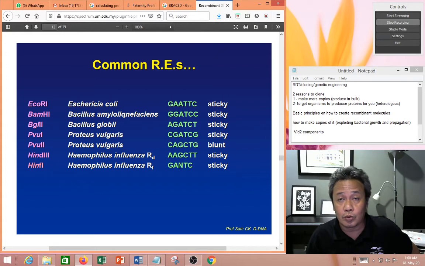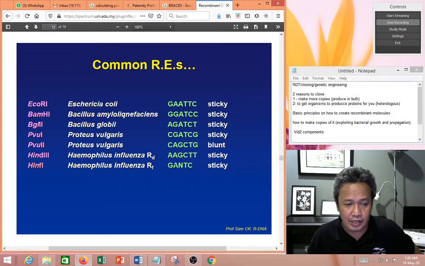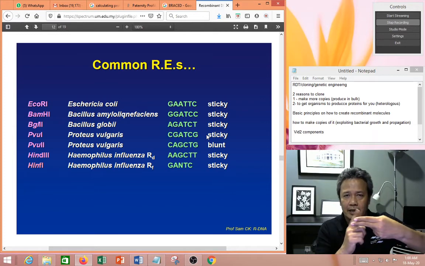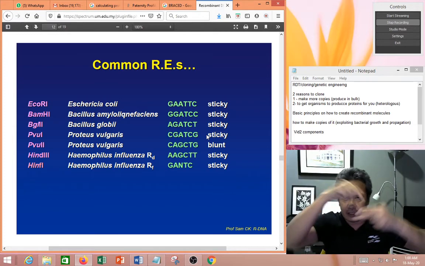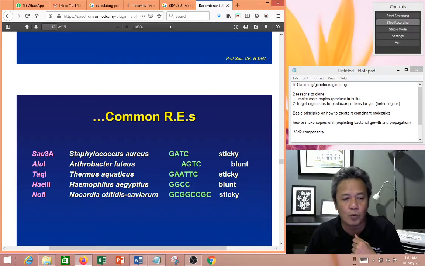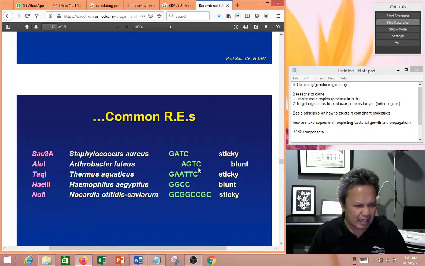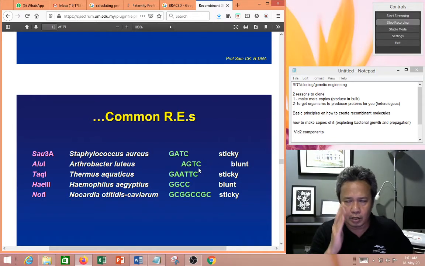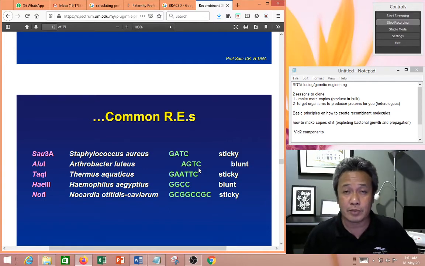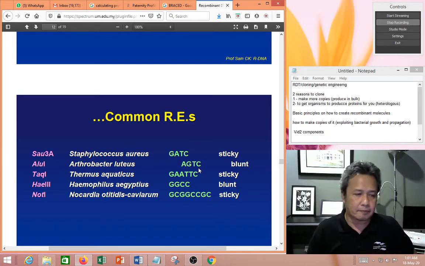Sometimes there are also bases in the middle. HinF1 cuts at GANTC, that means N can be anything. And all this produces sticky ends. Remember, what are sticky ends? They don't cut in a straight fashion. They cut in a staggered way. There are examples of blunt ends, for example, Sau3A and Alu1 cut at blunt ends. I think there are slides to show how it cuts to give you a blunt end. Blunt end is also sometimes called flush ends, straight.